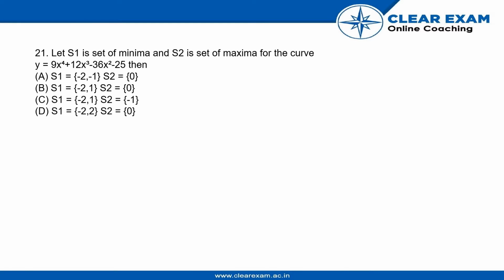Question number 21. Let S1 be the set of minima and S2 the set of maxima for the curve y equals 9x to the power 4 plus 12x cube minus 36x square minus 25. Then we have been given 4 options. We'll now move towards the solution.